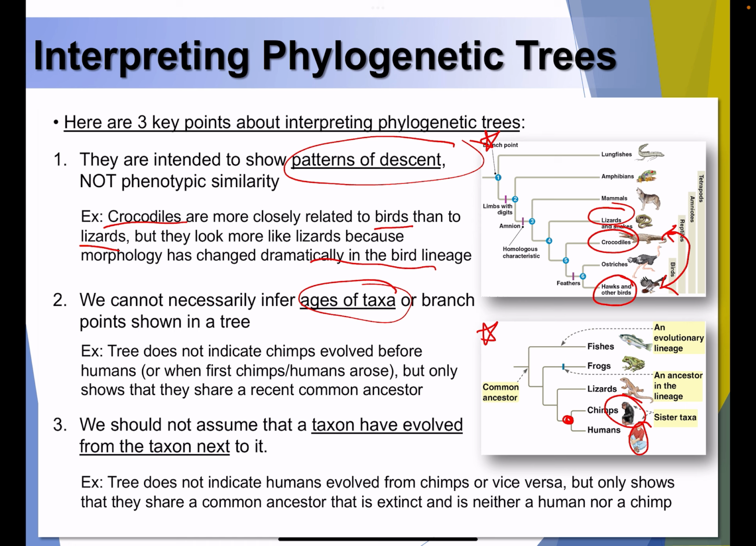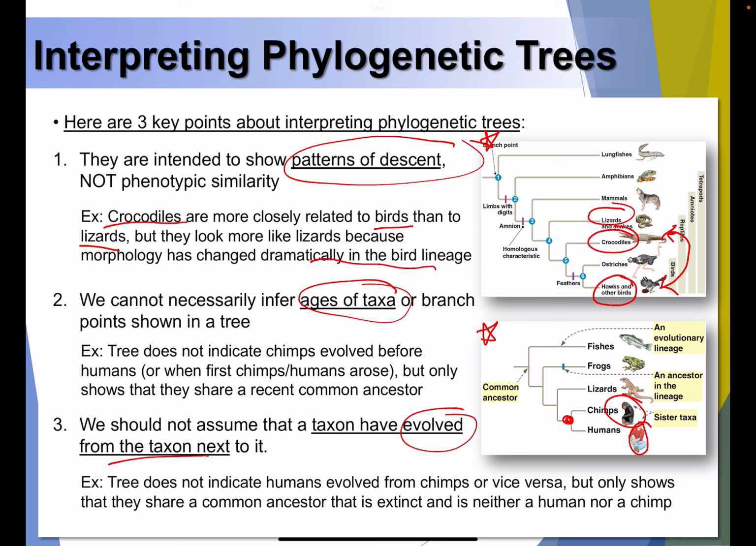Third, when we're just talking about general phylogenetic tree things, we should not assume that a taxon has evolved from the taxon next to it. What do we mean? Going back to this tree, it does not indicate that humans have evolved from chimpanzees or vice versa. It only shows that chimpanzees and humans share a common ancestor that is now extinct, and that common ancestor is neither a human nor a chimpanzee.